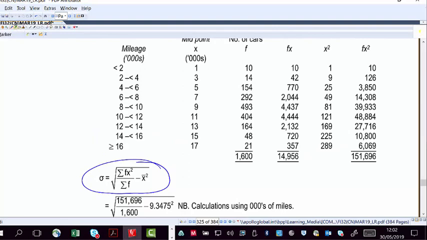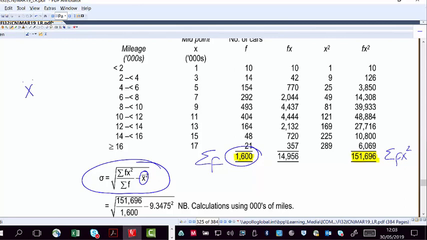So we need the sum of fx squared, which is our 151,696. So let's just denote that next to it, the sum of fx squared. We also need the sum of f, which is our 1600, our total number of items that we have in the data set. And we also need the mean. So remember, the x with the wee line above it is the mean, so we need the mean squared.